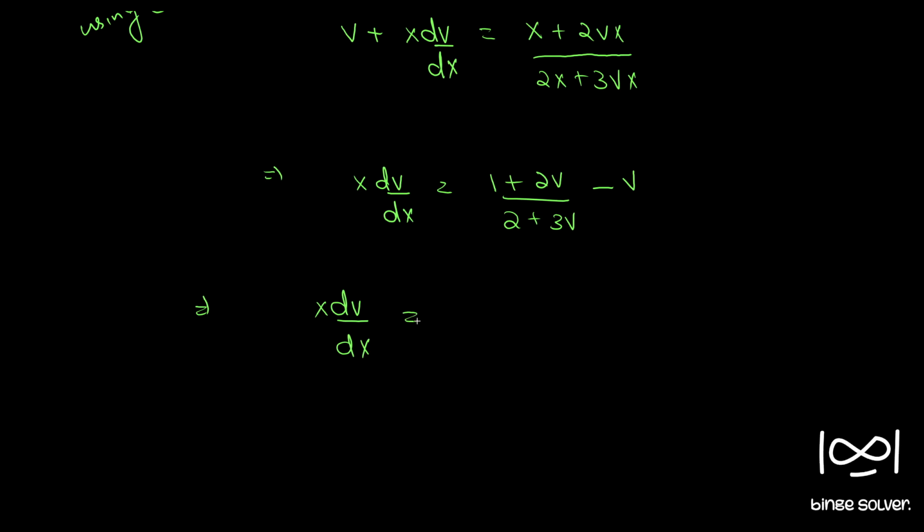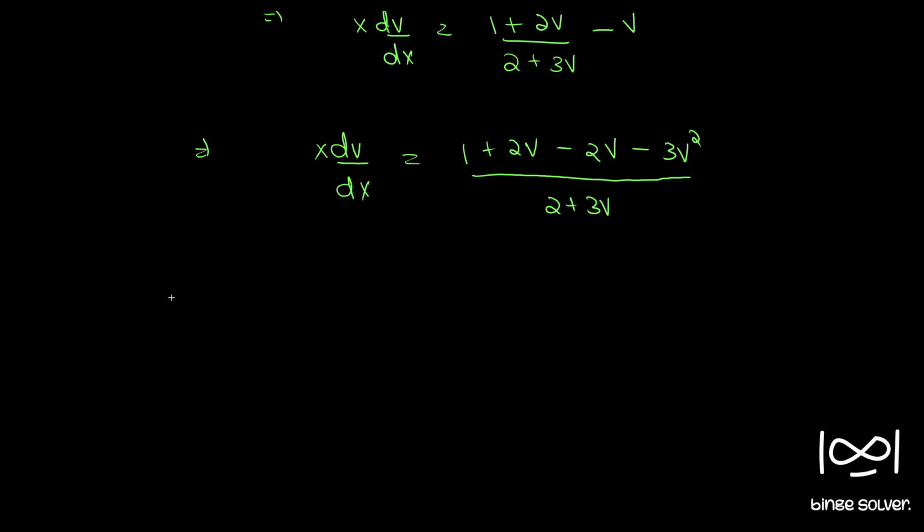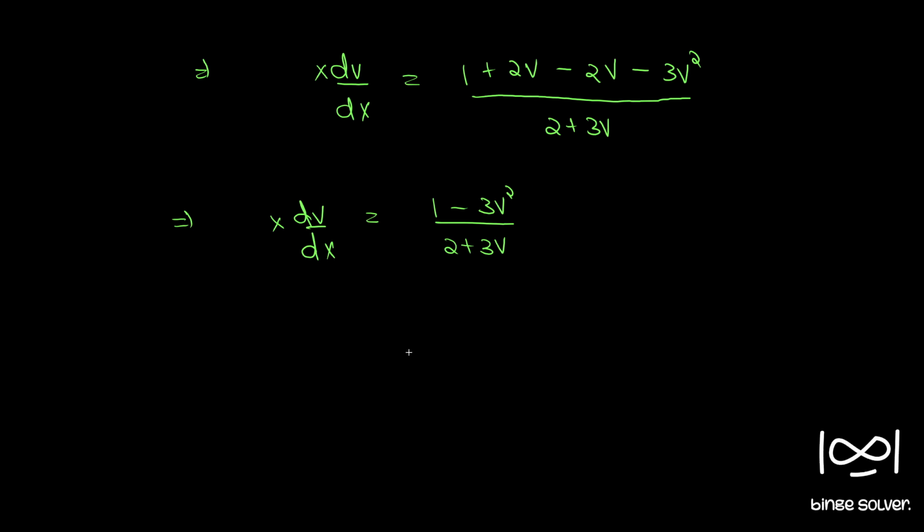We have x dv by dx is equal to (1+2v - 2v - 3v²)/(2+3v). So 2v cancels. Simplifying this, we have x dv by dx is equal to (1 - 3v²)/(2+3v). Now we can use the method of separation of variables. We will bring all the v terms to one side and x to the other. We have (2+3v)/(1 - 3v²) dv equal to dx by X.